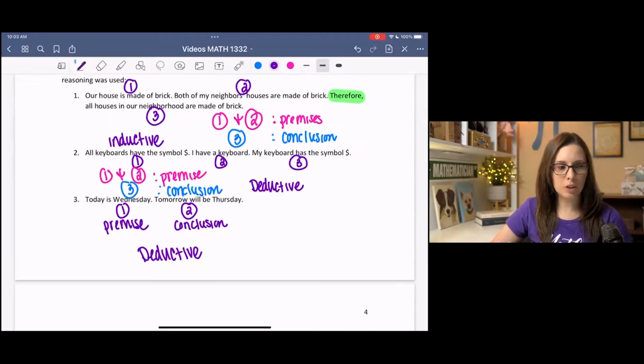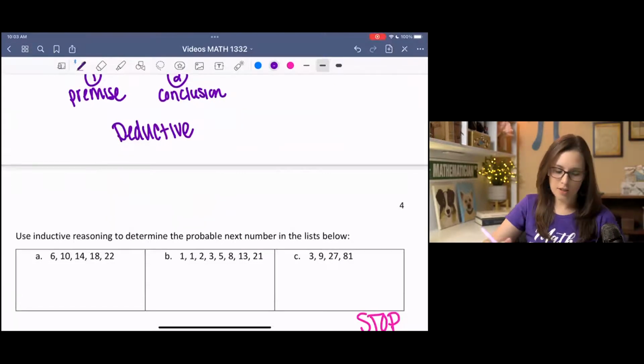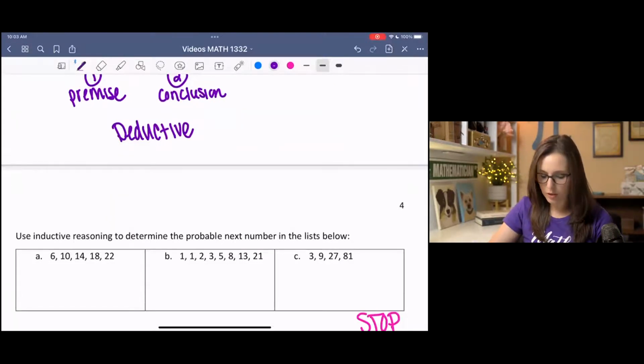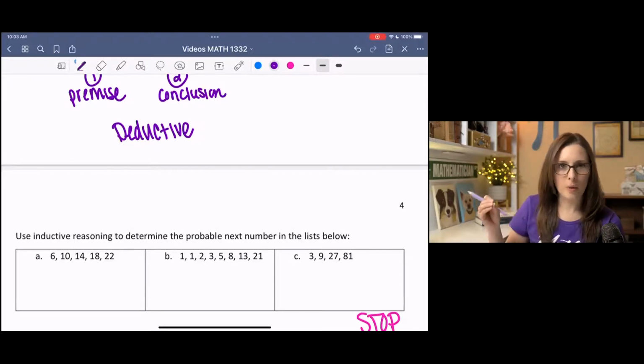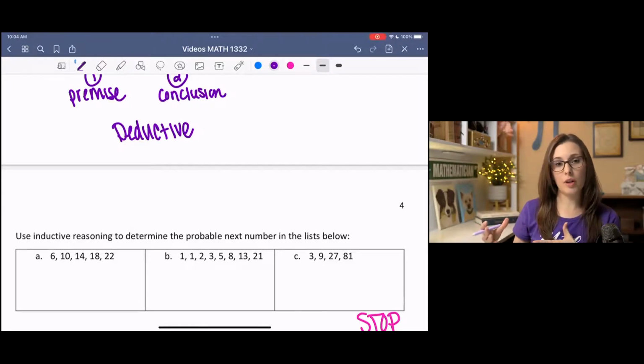And then now we're going to do a couple examples where we use inductive reasoning to draw conclusions. In these examples, it says use inductive reasoning to determine the probable next number in the lists below. So we've got these lists of numbers and we're trying to figure out what the pattern is. And if we can figure out the pattern, then we can draw a conclusion about that next number. So these are all examples of inductive reasoning.